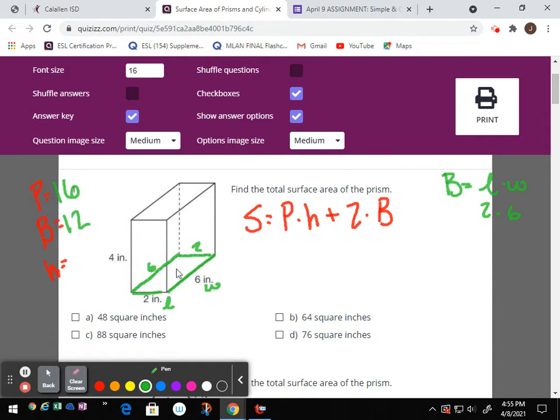And our 3D height. So if we have a base on the bottom, our second base is on top. All right, and we want to know how far away these 2 bases are from each other, which we can see is 4. 4 is our height, okay? Since now we have all of our numbers for all the letters we need to find, all we have to do is plug those into our formula. So we have 16 times 4 plus 2 times 12.